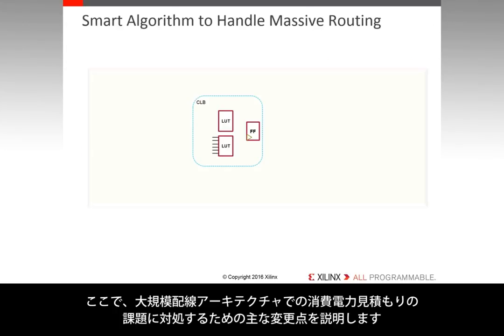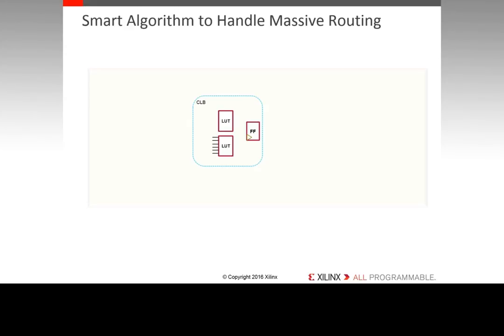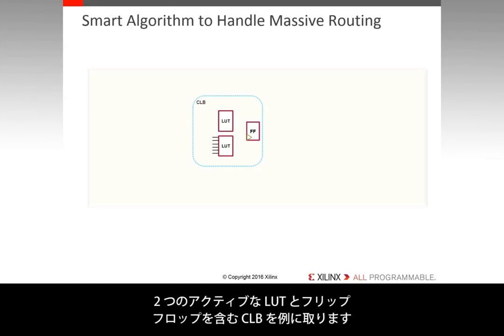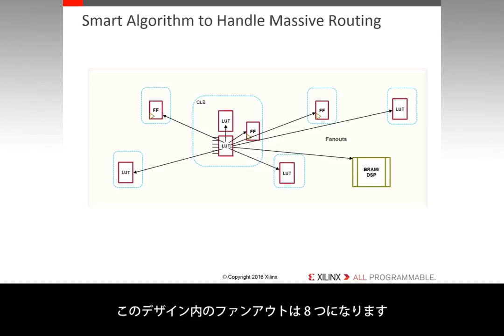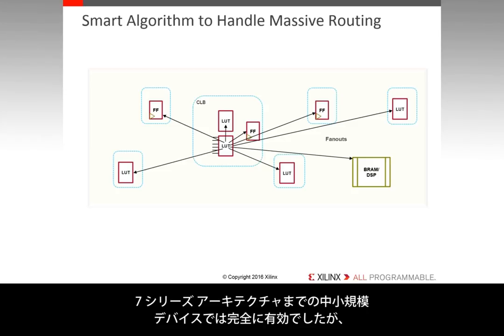Here comes the major change to address the power estimation challenge with massive routing architecture. Let's take an example. We have a CLB with 2 active LUTs and a flop. This specific LUT drives various loads in the fabric: LUTs and registers in other CLB, BRAM and DSP at different regions. So it has 8 fan-outs in this design. This is what you might have entered in the previous XPE interface, which worked perfectly well for small and medium scale devices and until all 7 series architectures.